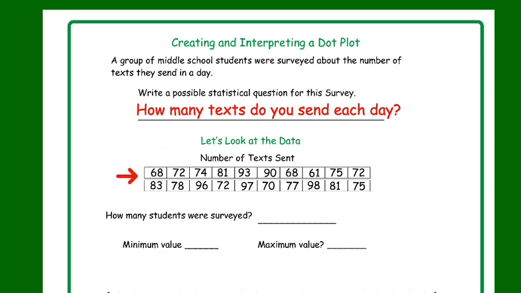Here we have the data points collected from our survey question. We can answer this question first. How many students were surveyed? By counting the number of data points from above. And you can count 20. We can also find the minimum and maximum values of our data points by looking above as well. Looking at this list, I see that 61 is the smallest value, so it is our minimum value. And 98 is the greatest value, so it is the maximum value.